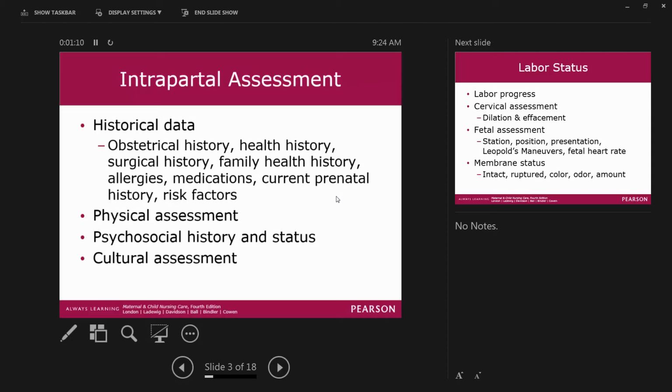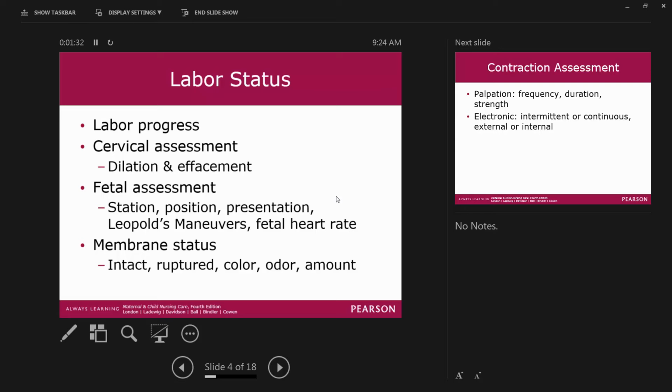Cultural assessment. In OB, and Ginger will tell you, in pediatrics, ask about it, okay? Because there's birth practices that people from other cultures do. There's things that other cultures in general don't want happening to their bodies, or whatever, okay? So we need to ask about this. And if at all possible, we need to make that happen for them.